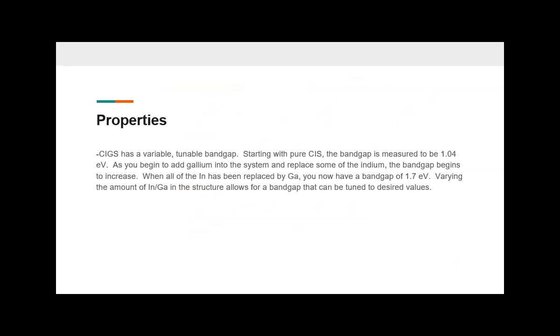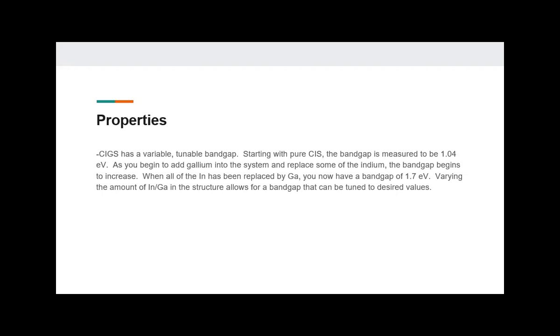So it has a variable, tunable band gap. When you start with pure copper indium selenide, CIS, the band gap is measured to be about 1.04 eV, which falls under the semiconductor spectrum we saw. As you begin to add gallium into the system and change that ratio of indium to gallium, the band gap starts to increase, all the way up to 1.7. So when you have replaced all the indium in the system by gallium, you've brought the band gap up to 1.7. But when you have a certain amount of indium and a certain amount of gallium, you can get band gap values in between 1.04 and 1.7. So it's tunable, is what it's called. And that's going to be really important in just a minute.